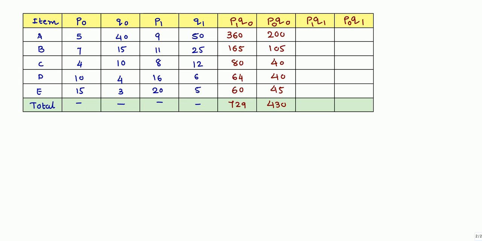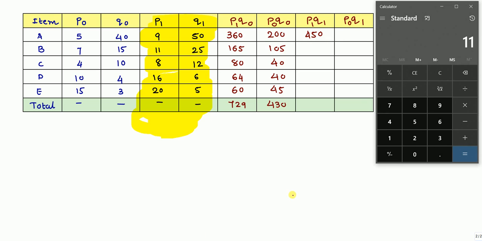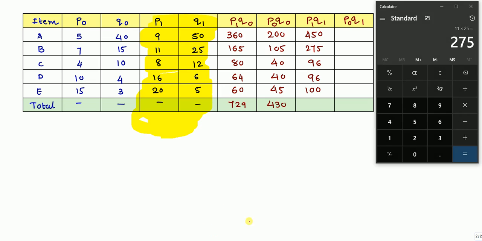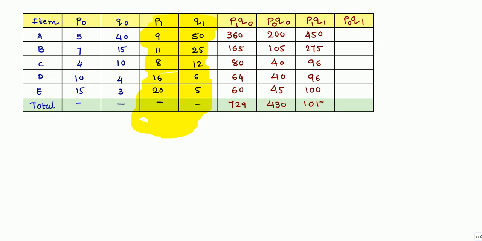Now find P1 Q1. 9 into 50 is 450. 11 multiplied by 25 is 275. 8 into 12 is 96. 16 into 6 is 96. Also 20 into 5 is 100. Find out the total: 450 plus 275 plus 96 plus 96 plus 100 is 1017.